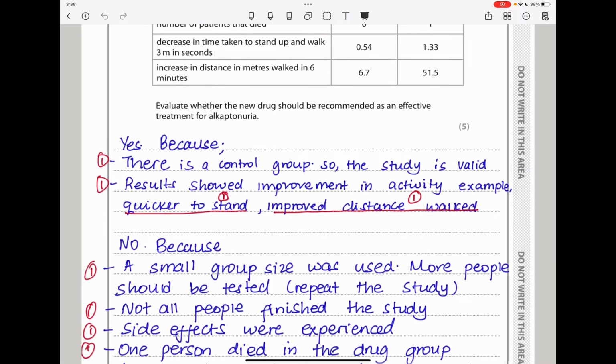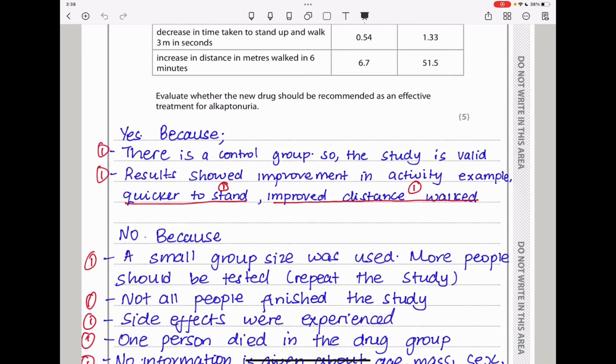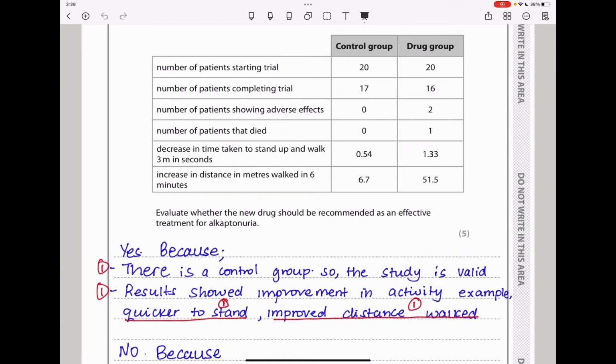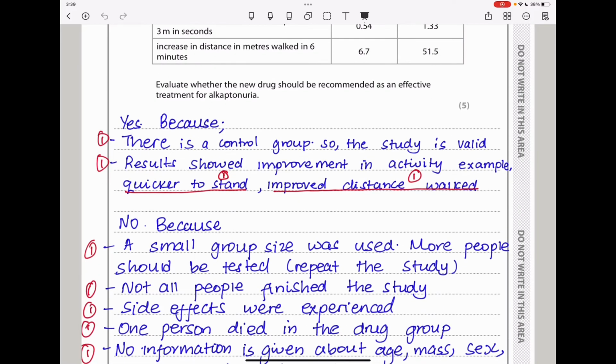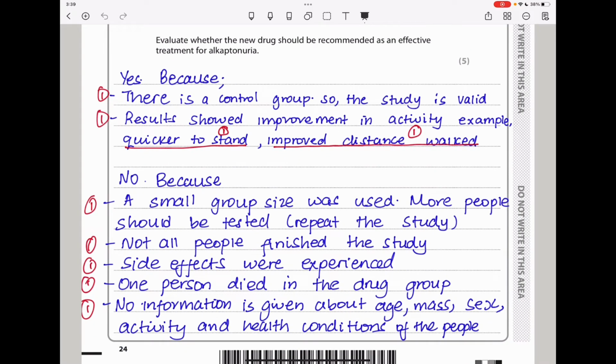However, we may not recommend this because the sample size was really small. They actually used only 40 people, and if you ignore the control group, they just used basically 20, who turned out to be 17. So that is a very, very low number for these results to be reliable. So a small group was used, more people should be tested. So meaning the experiment should be repeated in various studies.